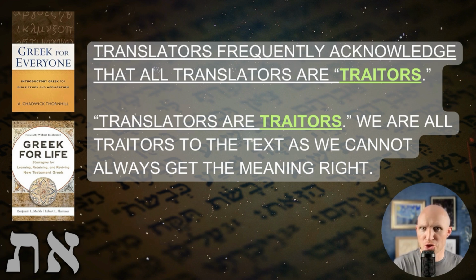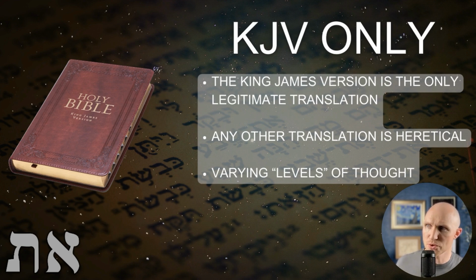Now, I'm going to expand on these two quotes in just a few minutes, but I did want to first mention two schools of thought regarding inspiration and translation. And one of these schools of thought is the King James only movement. And this is the view that the King James Version is the only legitimate translation of the Bible, and that any other translation is heretical.